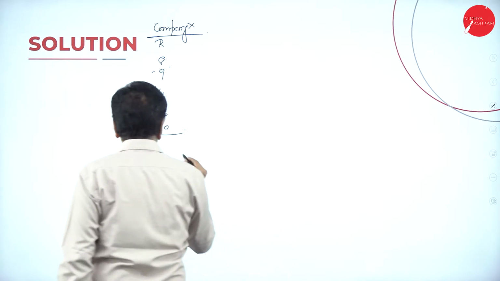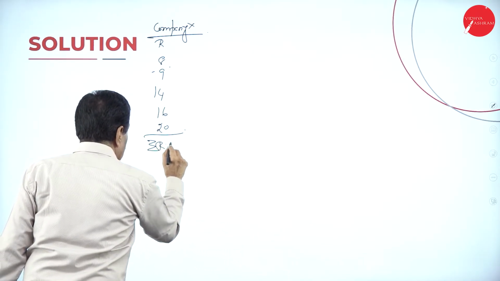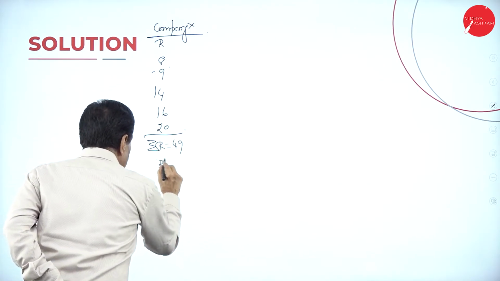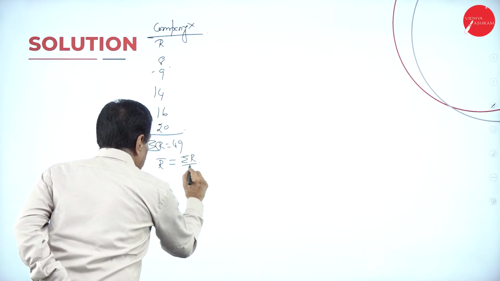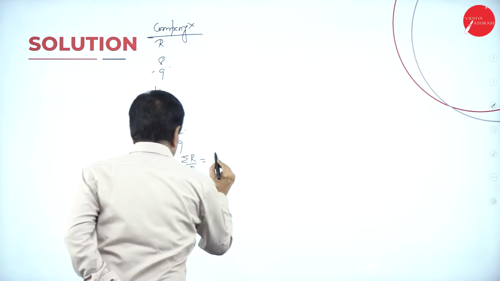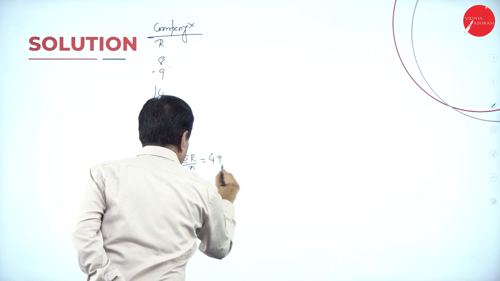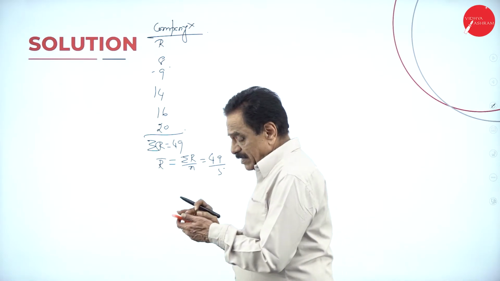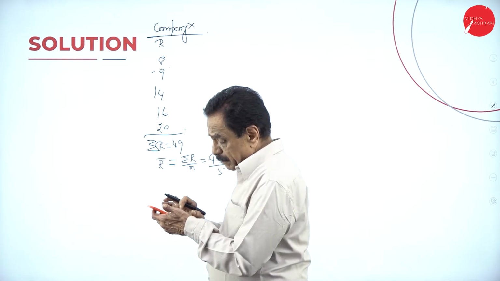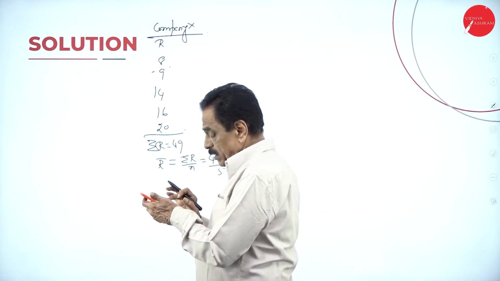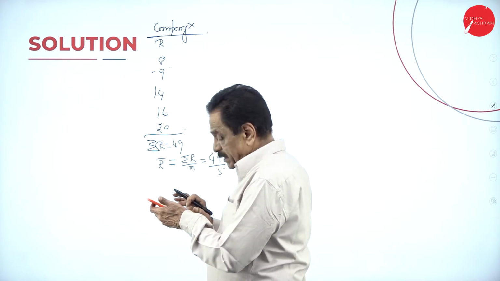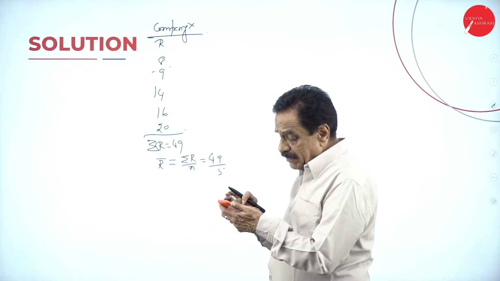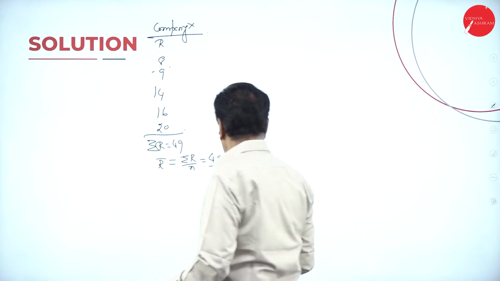This is sigma r equal to 49. Then R mean is equal to sigma r divided by n. This is 49 divided by how many years? 5 years. Check once again: 8 minus 9 plus 14 plus 16 plus 20 is 49. So 49 divided by 5 is 9.8.